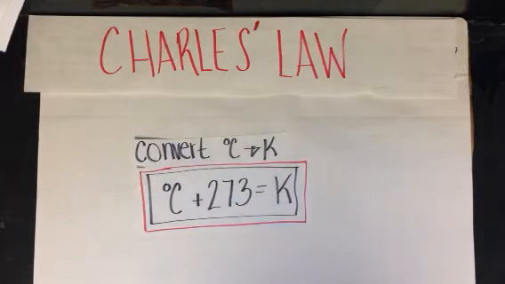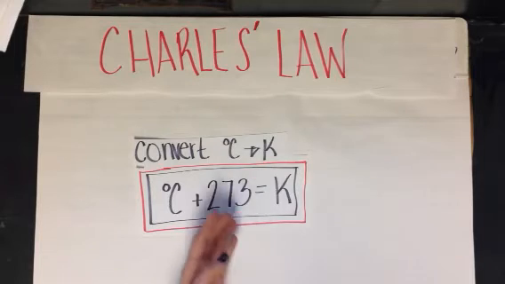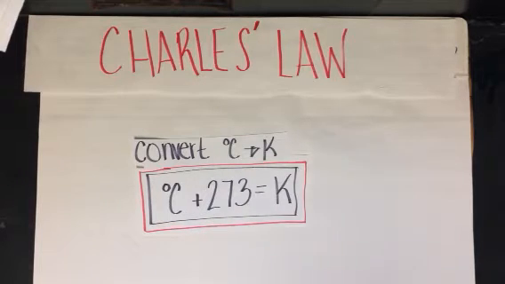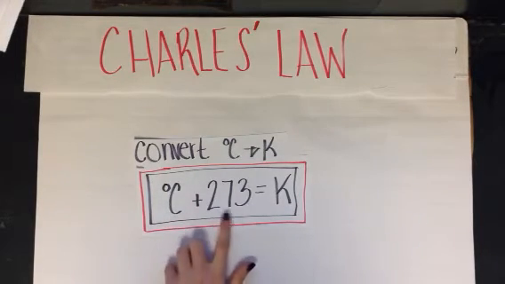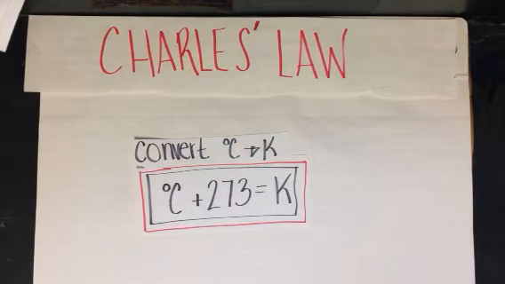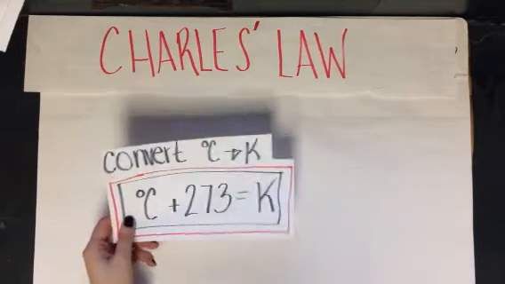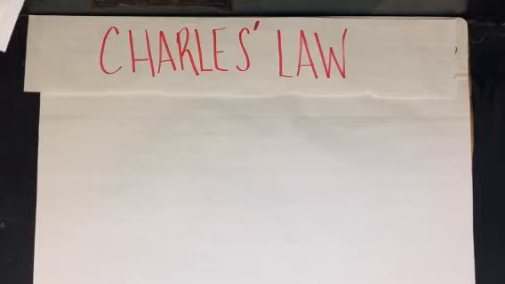Therefore, I need a conversion, and this is a very easy one. All I have to do is take 273 and add it to any of my degrees Celsius to get a temperature in Kelvin. So if I had 10 degrees Celsius, 10 degrees Celsius plus 273 would give me 283 Kelvin. So that's all I would have to do. Let's remember that, write that down. All of our temperatures are going to have to be converted.